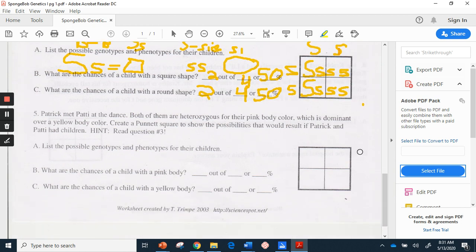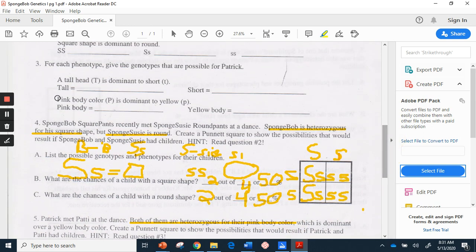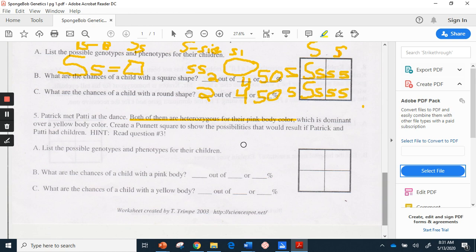We'll go down here. I don't want to do the entire activity for you, but I'm going to give you a head start on number 5 as well. So let's look at number 5. Patrick met Patty at the dance. Both of them are heterozygous for their pink body color. So if we go back over here, this is what we're going to use for number 5. We're using capital P for dominant and lowercase p for recessive.